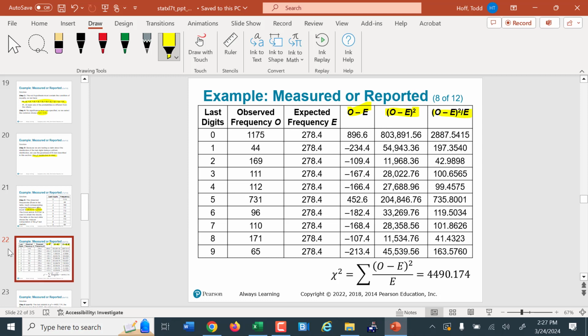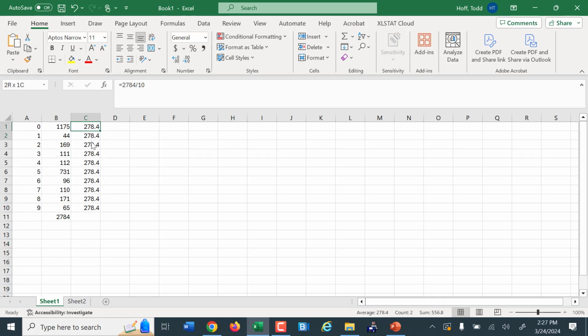I actually have this data put into Excel, so I'm going to do this for you. So this is the expected value. These are the observed values. I just did a sum here to prove that it does add up to 2,784. So this is going to be my observed minus expected. This minus that. So that's my observed minus expected. Then I'm going to square that. And then I'm going to do that value divided by the expected value, this one again.